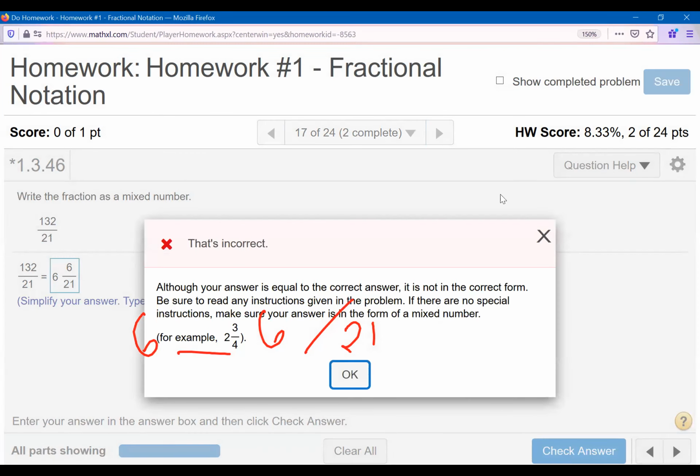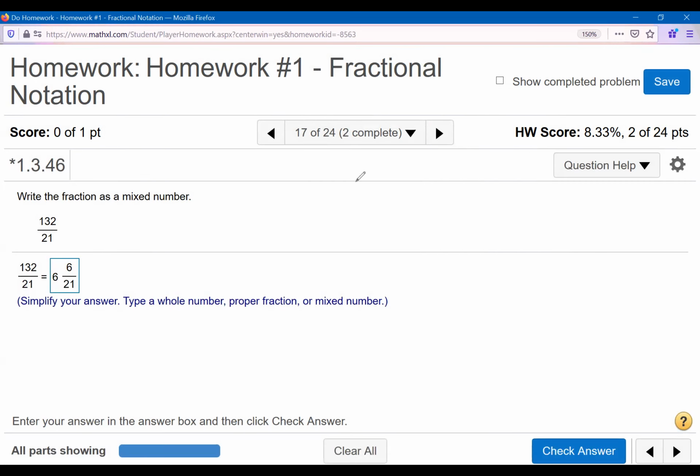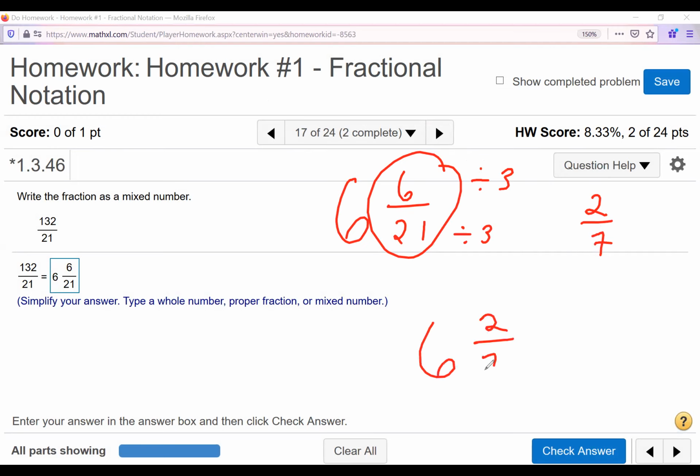Okay, so it's marking it wrong because we can reduce this. Although your answer is equal to the correct answer, it's not in the correct form. I can reduce the fraction part. The 6/21 can be reduced. 6 and 21 have a common factor of 3. 6 divided by 3 is 2. 21 divided by 3 is 7. So actually the best answer is 6 2/7.